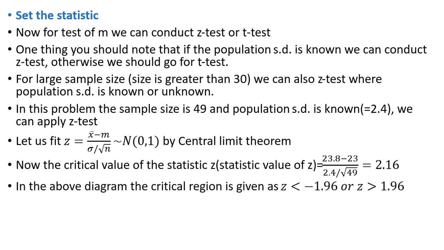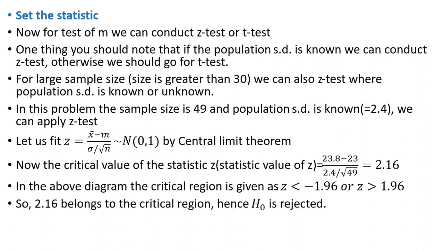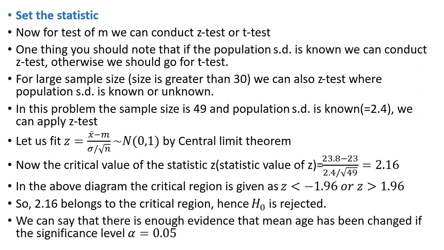Now just see whether 2.16 is in the critical region or not. In the above diagram, the critical region, as I already told you, is Z less than minus 1.96 or Z greater than 1.96. So 2.16 belongs to the critical region. So H0 is rejected. Remember that the null hypothesis is rejected. That is your conclusion: there is enough evidence that the mean age has changed if the significance level alpha is equal to 0.05. That's the answer to this question.